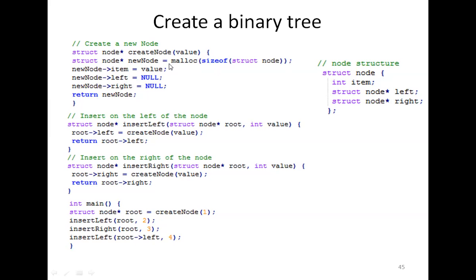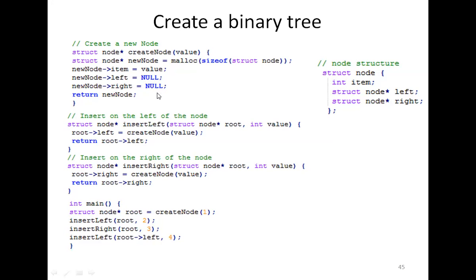Sir, struct node star? Yes, you have to write struct node star here, because you have to typecast this. See, this is creating a node and allocating memory for it, so you have to typecast the malloc. So it should be struct node star, then this malloc. Okay, fine. So here the node is created.